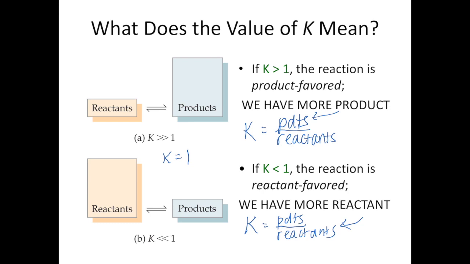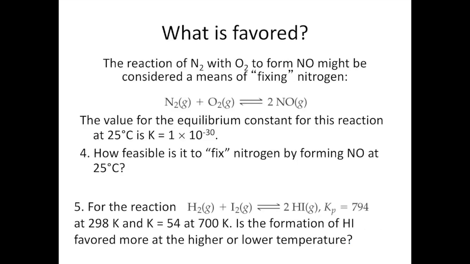The number is big. It's greater than 1. Your products are favored. If it's small, like anything times 10 to the negative 3 or whatever, if it's a small number, it favors the reactants. That's what K is actually telling us, which is why we care about K.